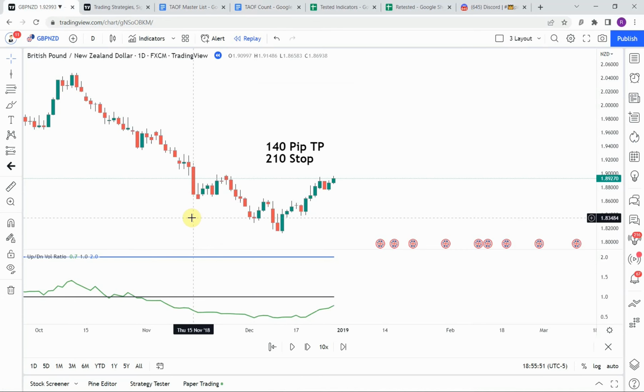Today we will be testing the up-down volume ratio indicator.